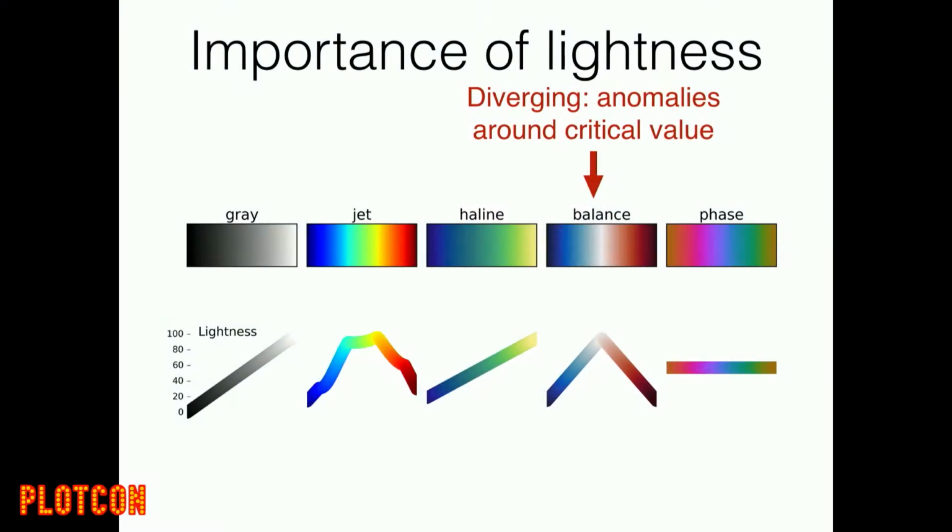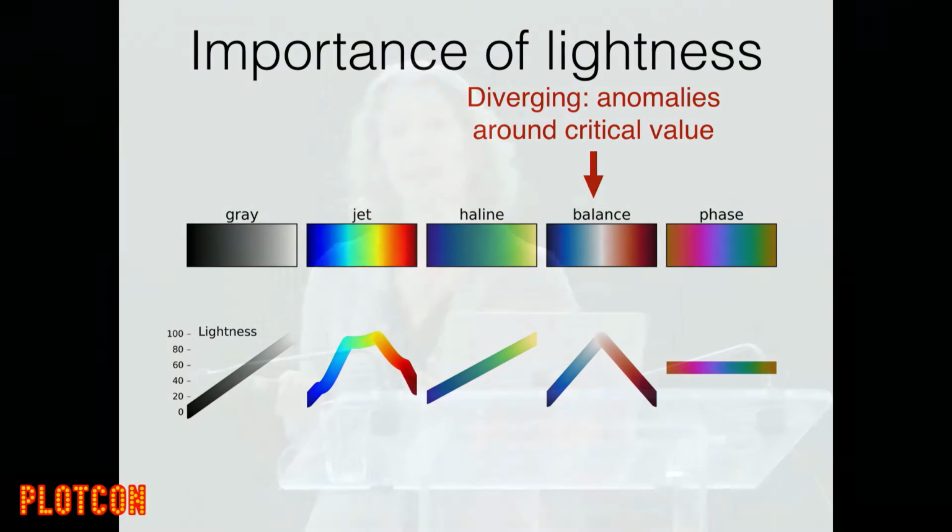There's also diverging color maps. As opposed to just having one ramp, we have 2, making a peak. And these should be used for representing anomalies around a critical value. This would be something like velocity. What you really care about for something like velocity is positive values away from 0, negative values away from 0. So you're looking at these anomalies away from a critical value.